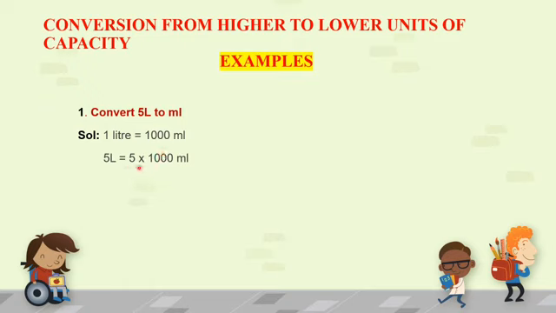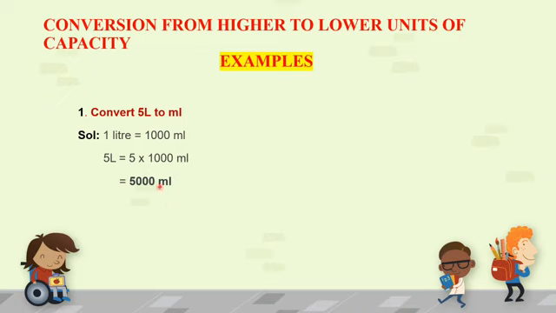Why are we doing multiplication over here? Because we are converting higher unit to lower unit. HLM. M says multiply. So we are going to multiply 5 by 1000, and 5 thousands are 5000. So our answer will be 5000 milliliter.